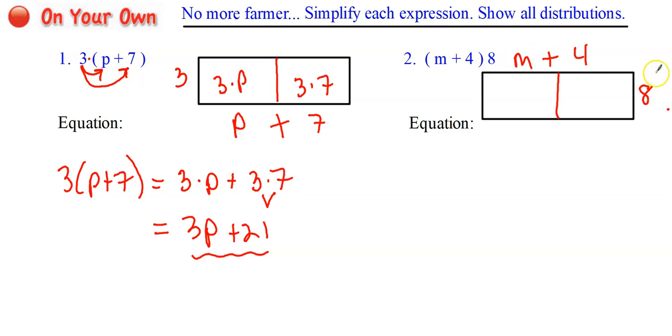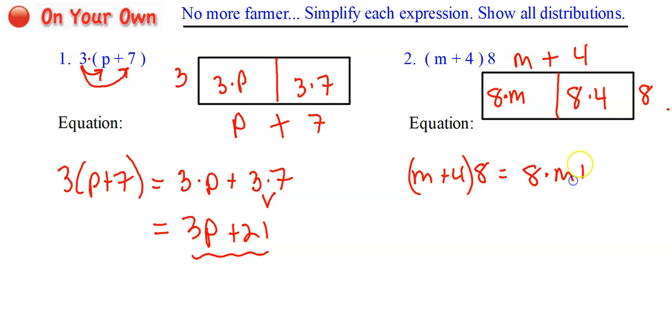But I'm still multiplying the width times m and the width times 4. And it makes sense to put the coefficient first. Remember when I first talked about the multiplier in front of a variable is called a coefficient. And I'm also going to put the 8 first here because I'm distributing the 8 to each of those area parts. So my equation becomes m plus 4 times 8 equals 8 times m plus 8 times 4.